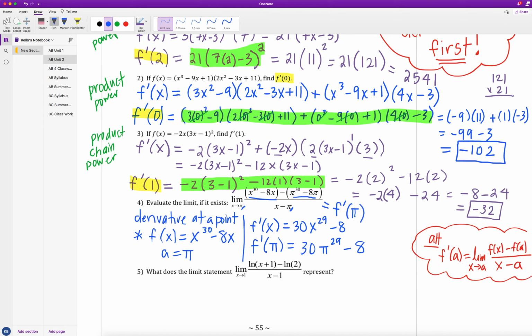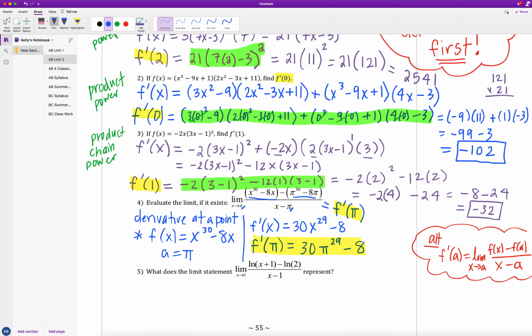Since pi is an irrational number, I can't combine any like terms here. So there is our final answer. I'm going to highlight it because it's going to get a little cumbersome to box. Our f prime of pi is equal to this limit, since this limit is really representing the definition of the derivative for f of x at x equals pi. So our final answer there is 30 times pi to the 29th minus 8.